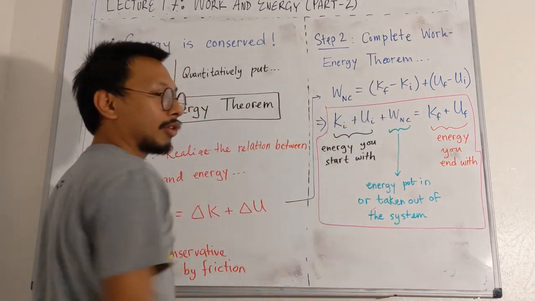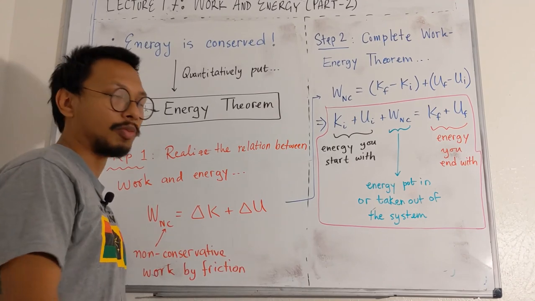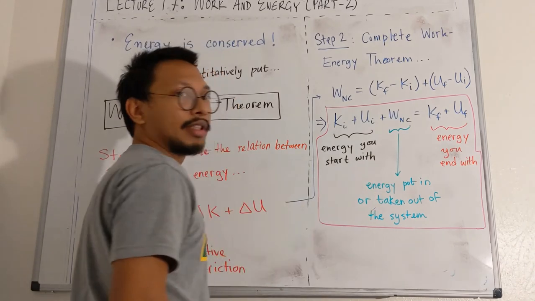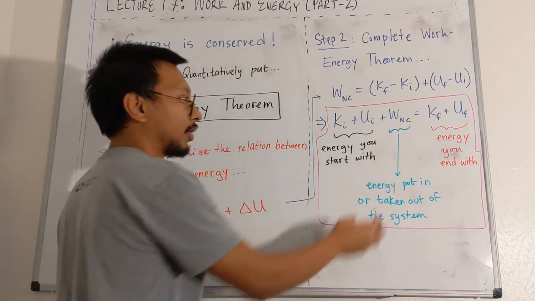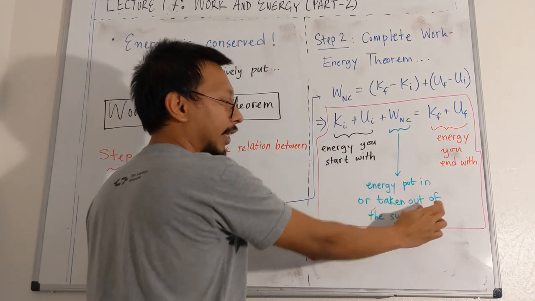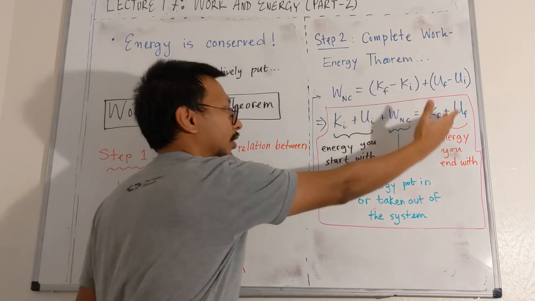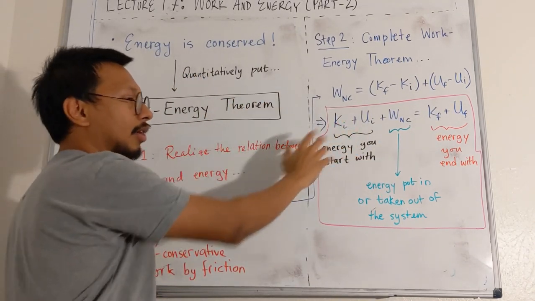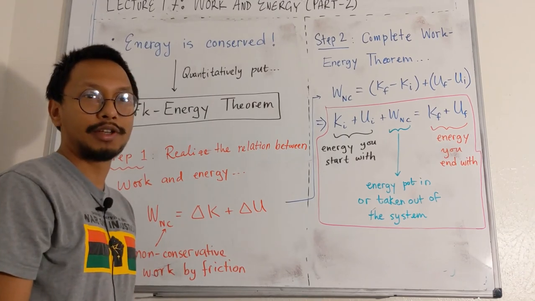But whenever you have non-conservative forces, like we do in practical life, we always have friction when we want to move some things, then this is the amount that is taken away or put in externally into the system. So this is the energy put in or taken out of the system. This whole equation is given the name of work energy theorem. This is the holy grail when it comes to solving problems using energy concepts.